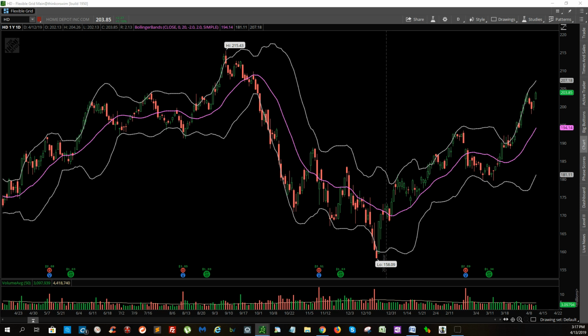Once again, I do use it for scalping, for swing trading, for position trading, and also for my long-term investment portfolios and accounts. That indicator is the Bollinger Bands, as you see here on the chart, okay?